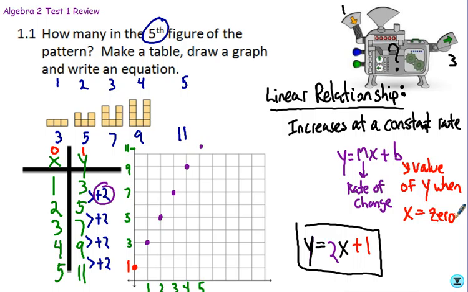Alright, so take a moment, pause the video now, and try 1.2 and 1.3 on the right side there, and then when we come back, I'll show you the answer so that you can check your work.